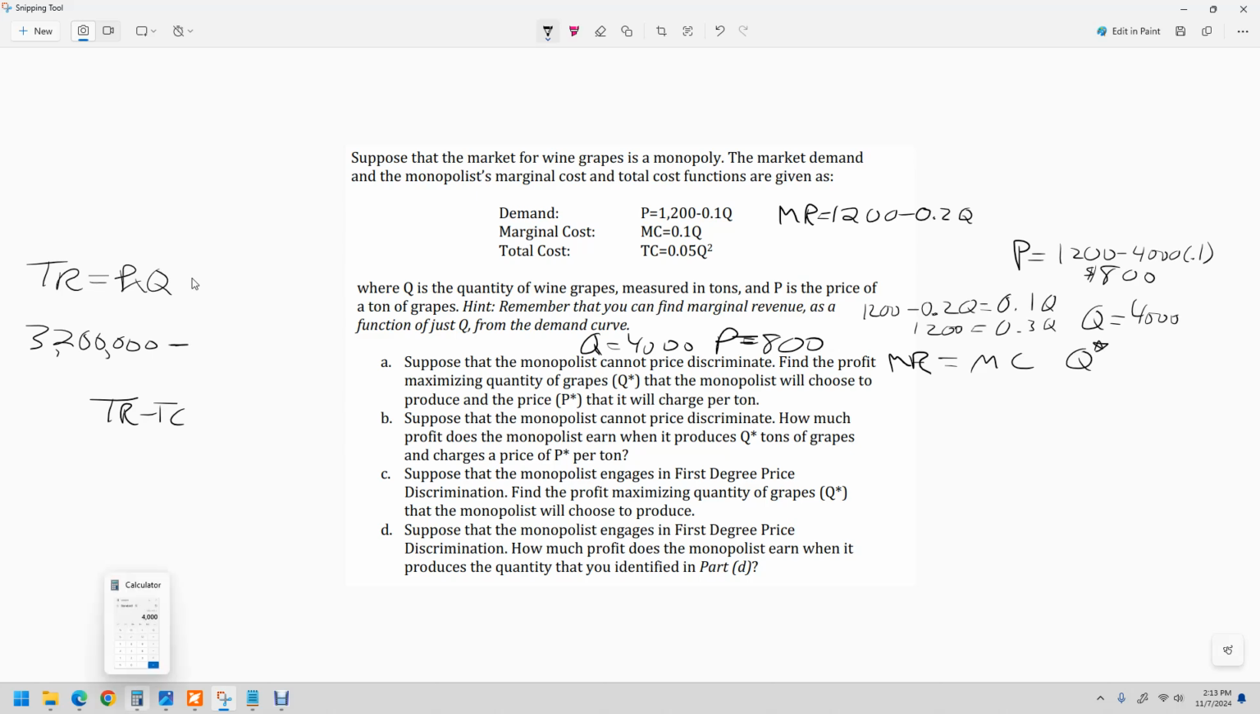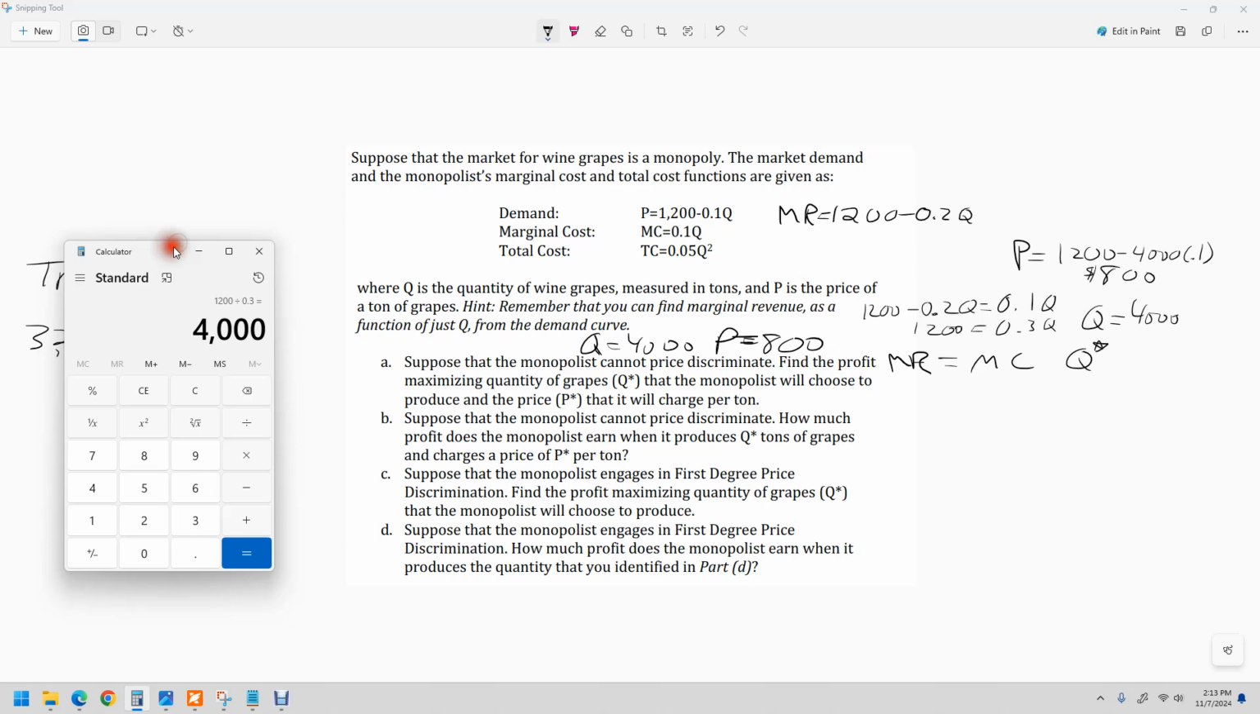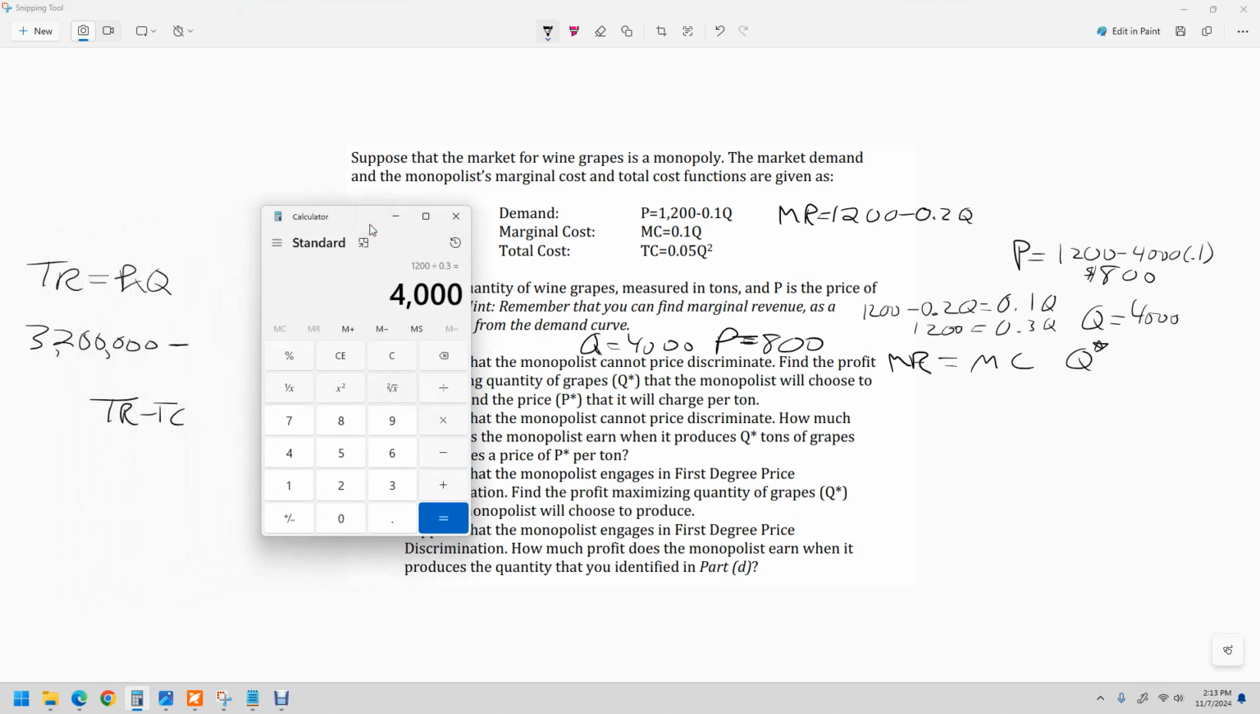And then our total cost. That one I need a calculator for. So it's going to be 4,000 squared, 16 million, times 0.05. Okay, 800,000.